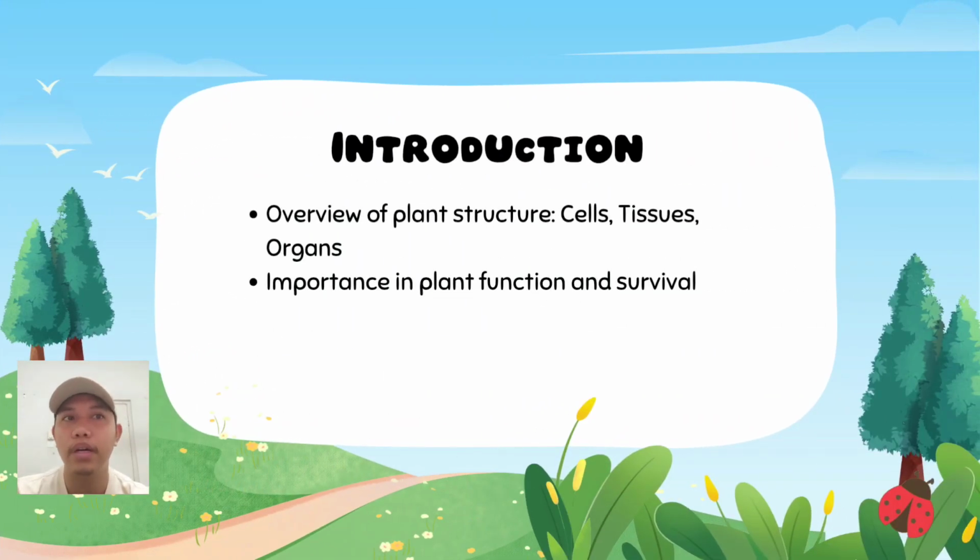The structure of plants is organized into three main levels: cell, tissue, and organ, which all play a crucial role in growth, survival, and reproduction. By understanding the structure, we get a better insight into how plants grow, live, and interact with their environment.